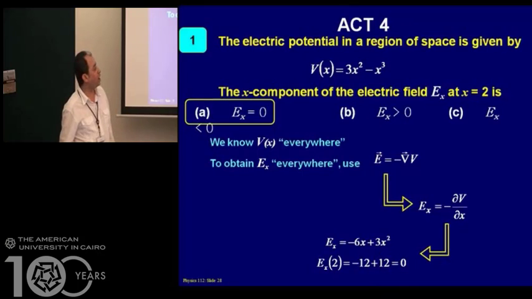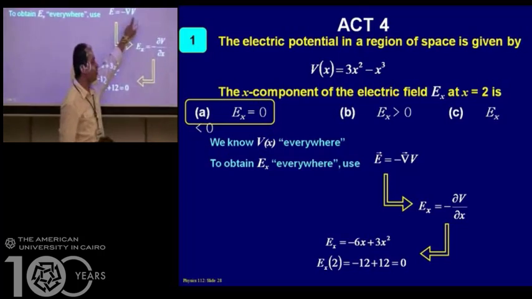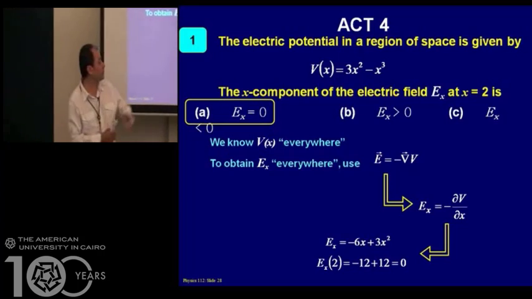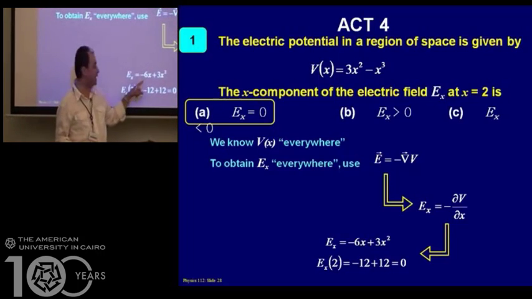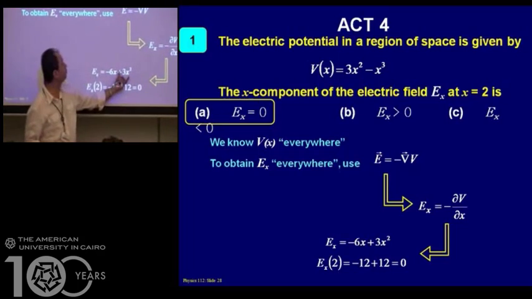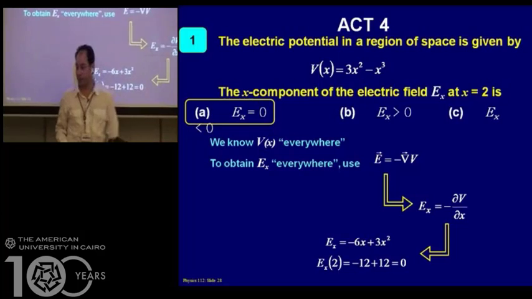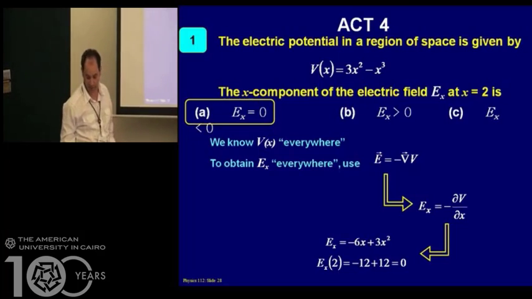The electric field is minus the gradient of V, which is the derivative of V with respect to x. So do the derivative of 3x squared, 6x, and you have a negative sign. Remember that. Do the derivative of x cubed, 3x squared, and you have a negative sign. Then plug in the numbers, x equal to 2, and you get 0.